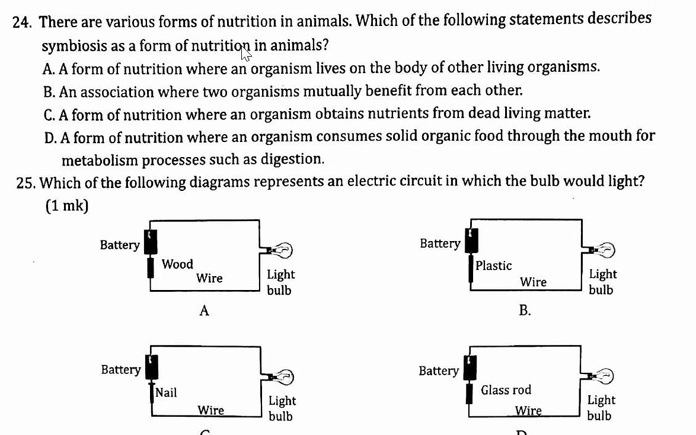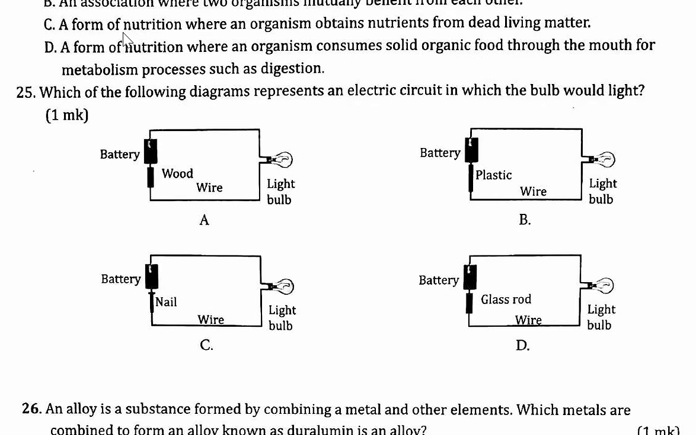Number 24. The various forms of nutrition in animals. Which of the following statements describes symbiosis as a form of nutrition in animals? This is grade 9 work under heterotrophism. So what is symbiosis?